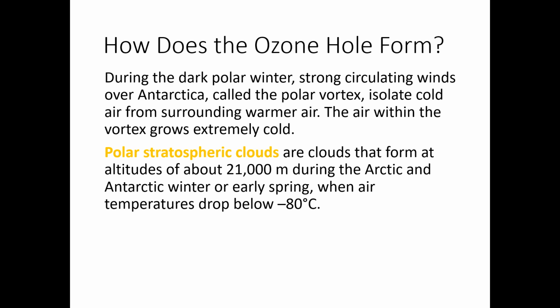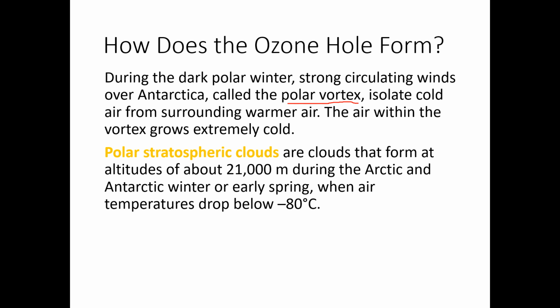So how does this hole actually form? We mentioned the UV light, but there are a couple of steps that happen before the UV light. Over the North and South Pole, it's obviously really, really cold. What can happen is you have these strong circulating winds called the polar vortex. This polar vortex separates your cold air from your warm air, creating some super, super cold air.